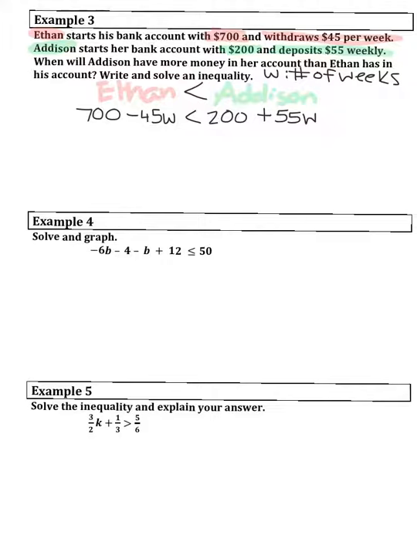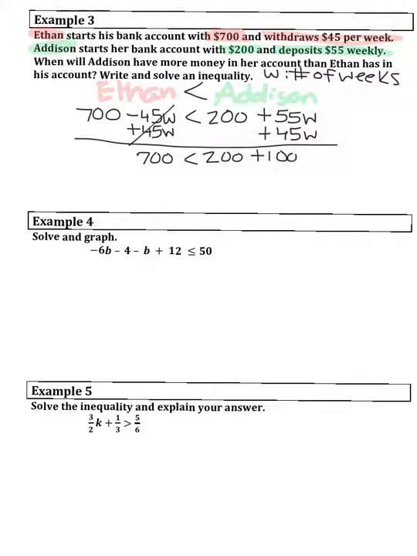So how do I cancel out this minus 45w? I add 45w to both sides. You can take the variables to the other side. It actually will come out to be the same answer, but your process will be easier if you're always moving your variables to the side where there are more. Now, this looks like an inequality that I've solved before. Isolate your variable by using inverse operations.